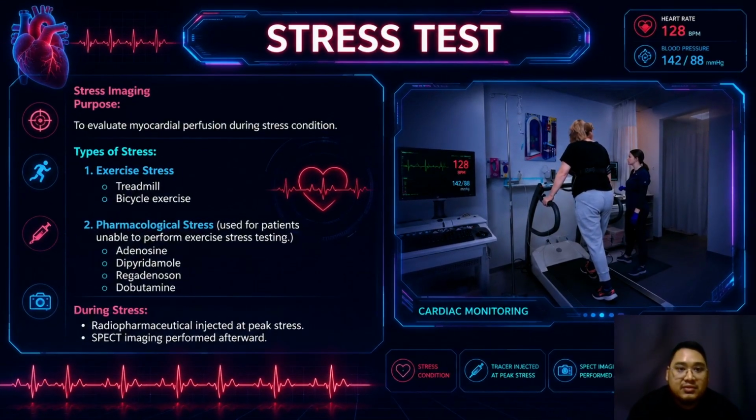Now I will be explaining regarding the stress test. Stress imaging evaluates myocardial perfusion during increased cardiac workload. Stress can be induced through exercise, such as treadmill or bicycle testing, or pharmacologically in patients who are unable to exercise. The radiopharmaceutical is injected at peak stress, followed by image acquisition to assess myocardial blood flow under stress conditions.